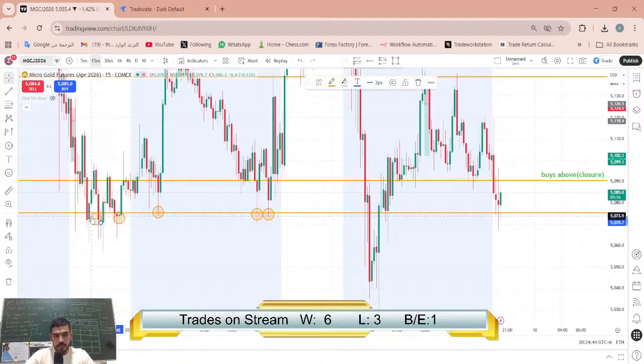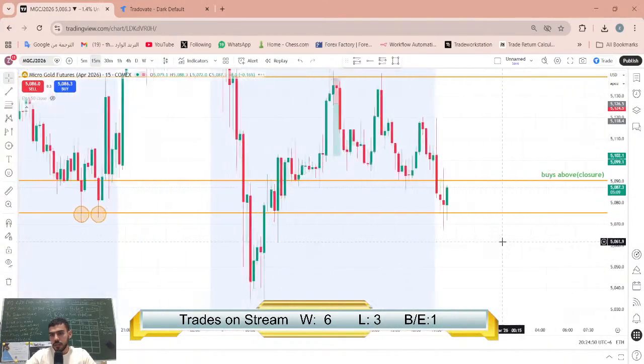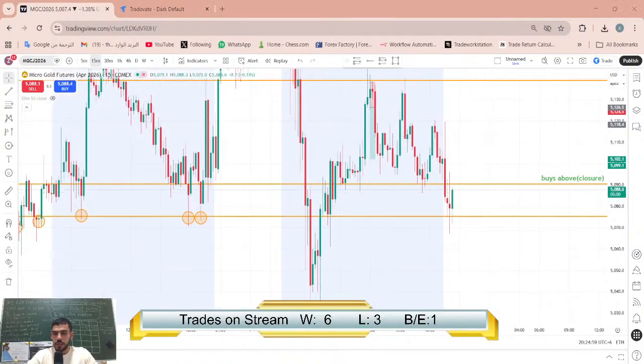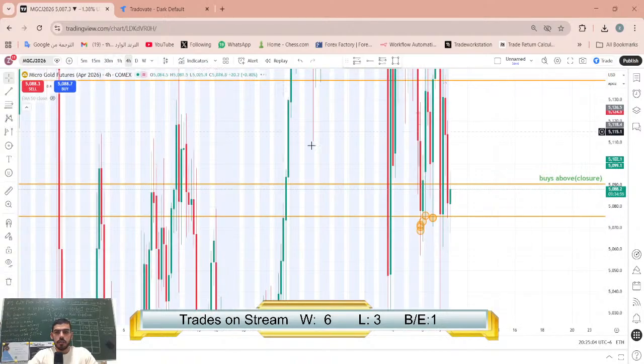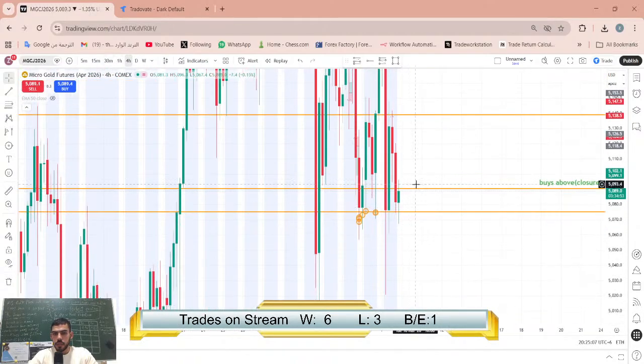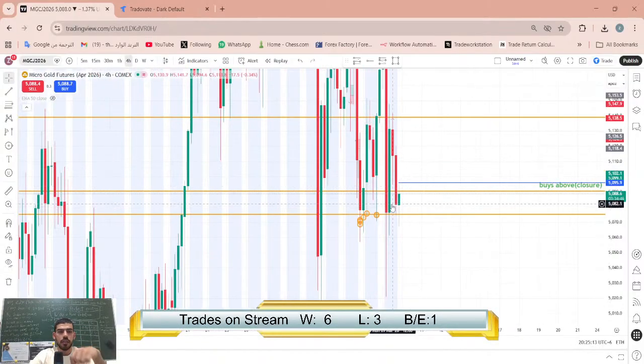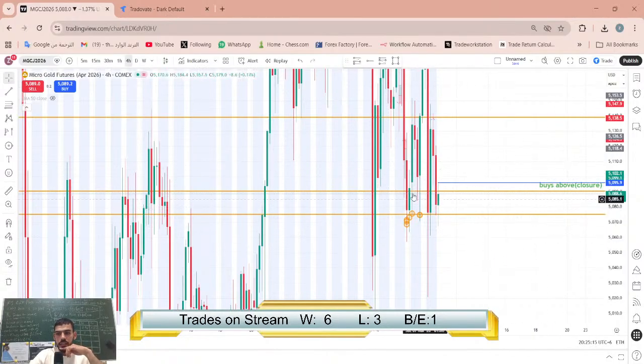Also here, it's countless rejections from this area. And yep, it looks like it's going to close now in about 5 minutes. If this candle closes above, we can anticipate really good buys above. Let's check the 4 hour. Yeah, now the 4 hour, it looks like it's going to break its own high, which would be my entry on the break of the 4 hour high.